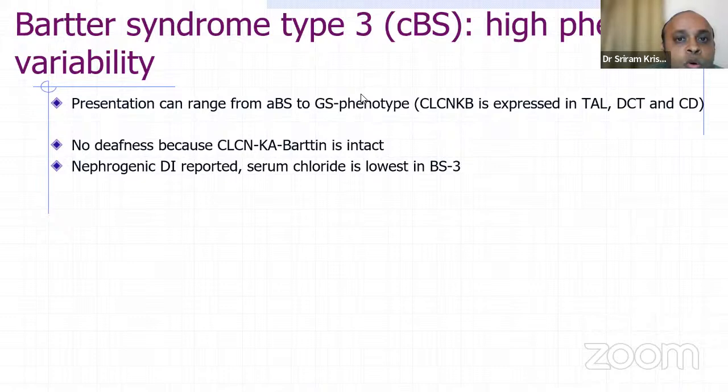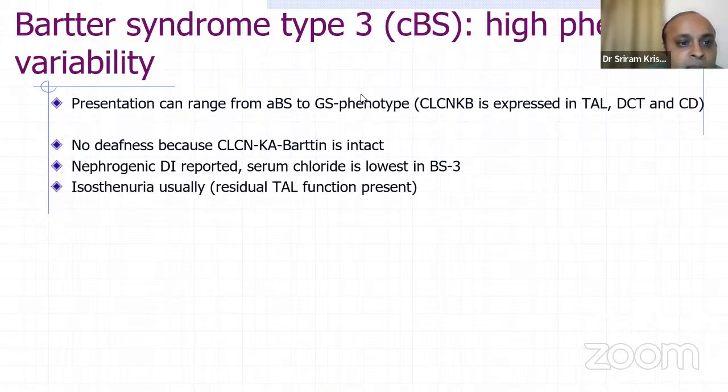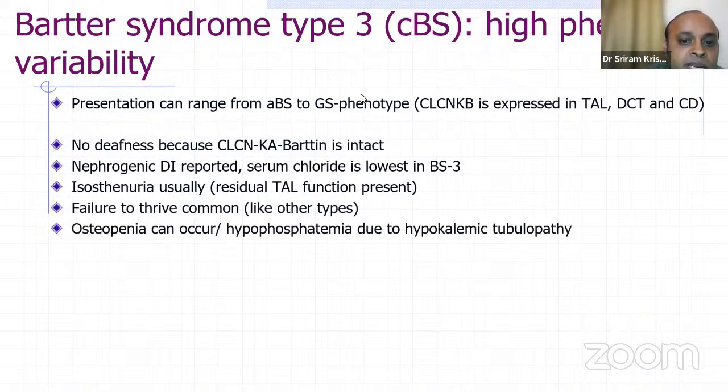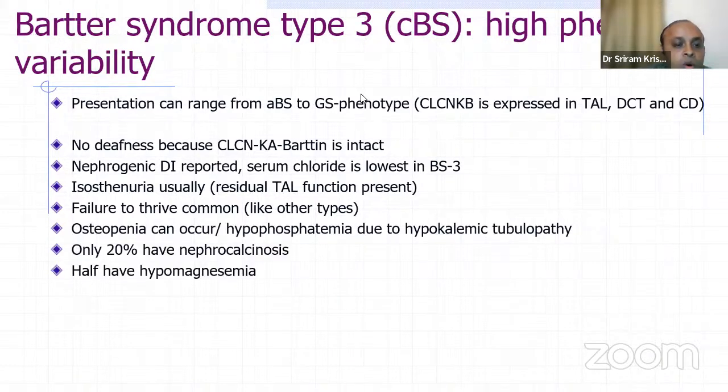This variety has the lowest chloride among all the Bartters because it involves the chloride channel. Isostenuria is there in this as compared to hypostenuria in type 1 and type 2. Failure to thrive is common in this also, like the other types. Osteopenia is reported here also. Hypophosphatemia is reported due to hypokalemic tubulopathy. But what is actually important here is that only 20% of them have nephrocalcinosis, as opposed to a very large number in type 1 and type 2.